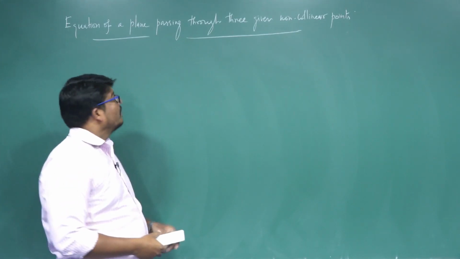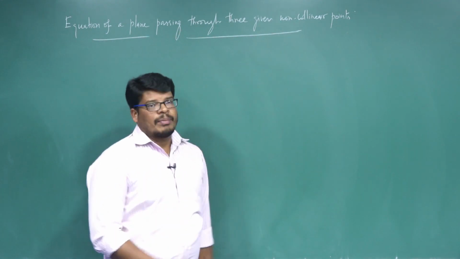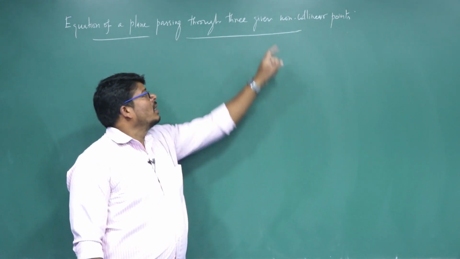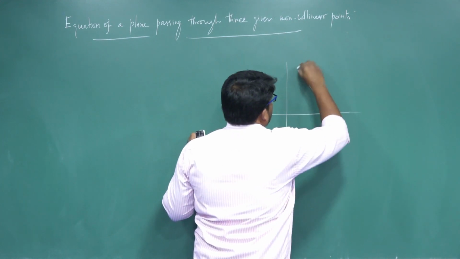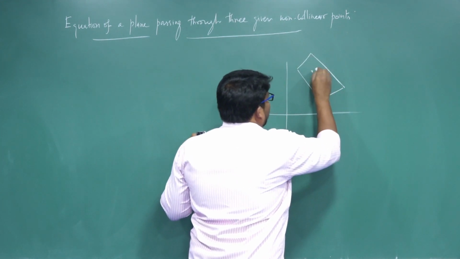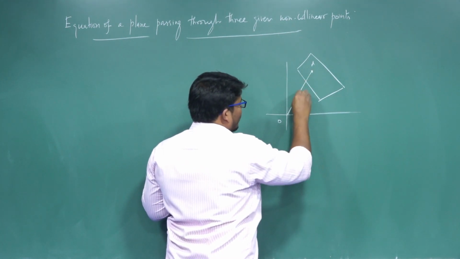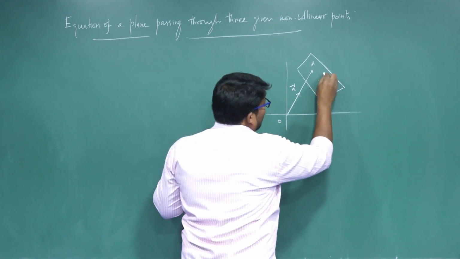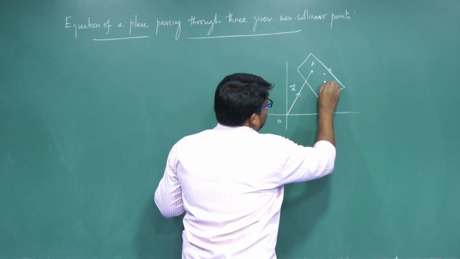Next, the third formula: equation of a plane passing through 3 given non-collinear points. Let A be one of the points, and let O be the origin, so OA vector equals A vector. The second point is B, and the third point is C.